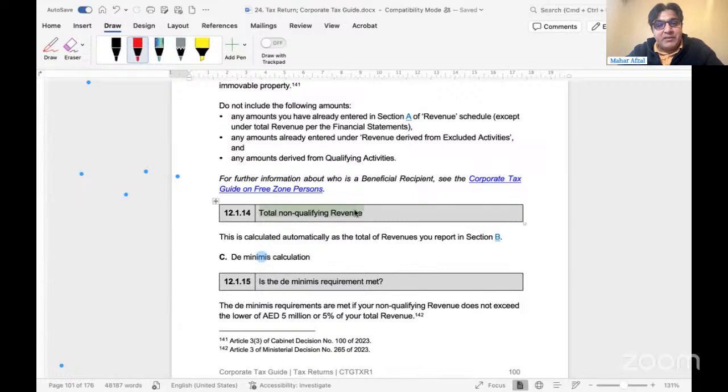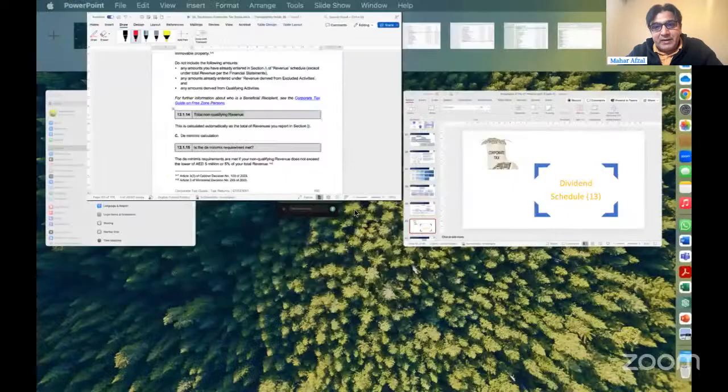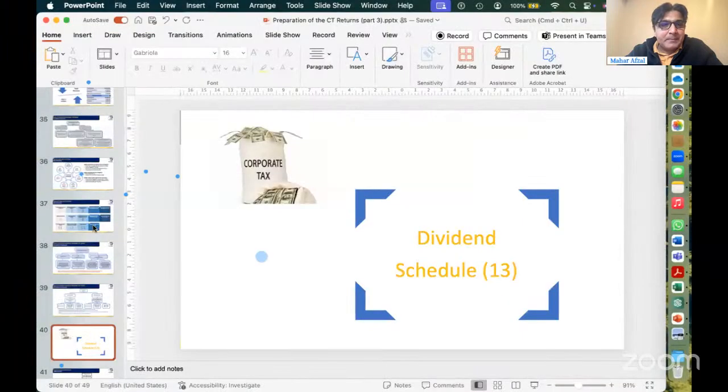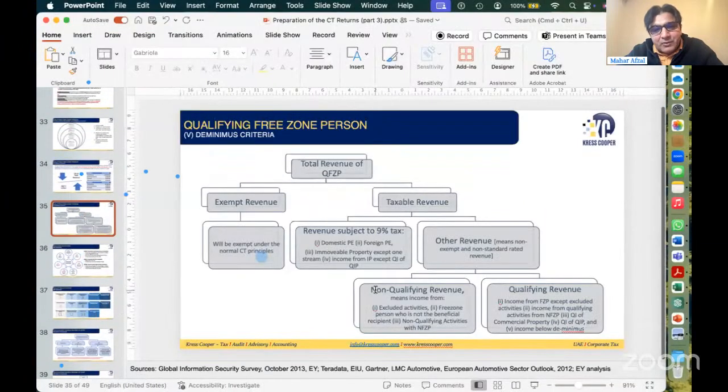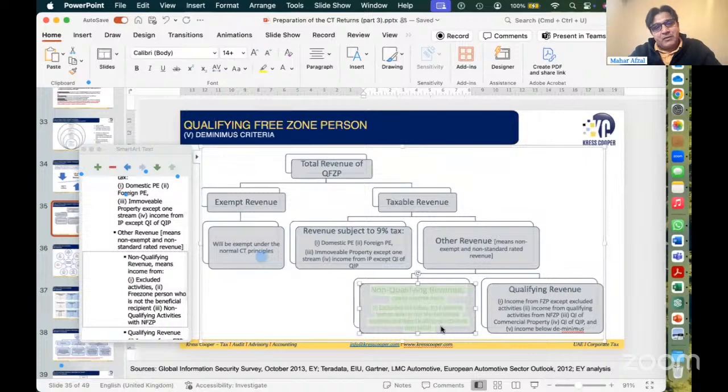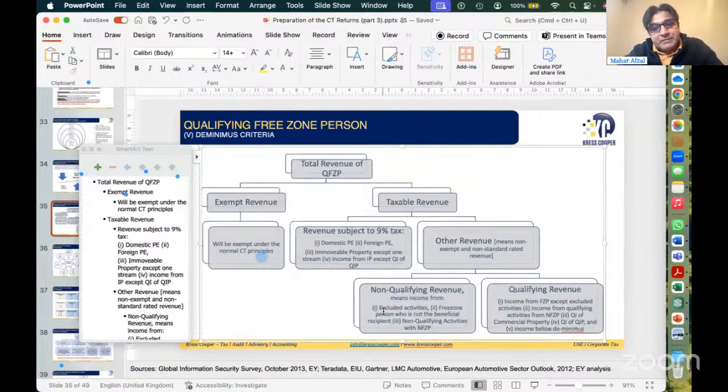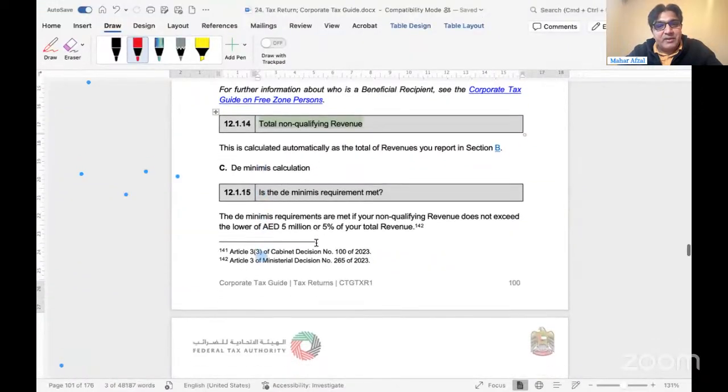I believe everybody is clear. If you go back to the slide again, they are asking all the related questions as we discussed. Again, I can open the slide for you. They are all questions based upon this box. You can look into this: excluded activities, free zone person who is not the beneficial recipient, non-qualifying revenue. So these are my total non-qualifying revenue, and they are asking this question about the total non-qualifying revenue.